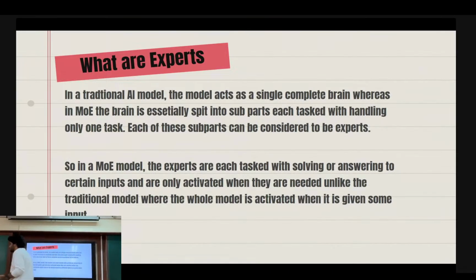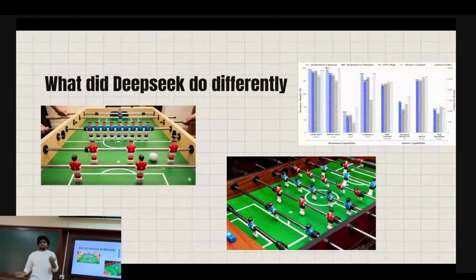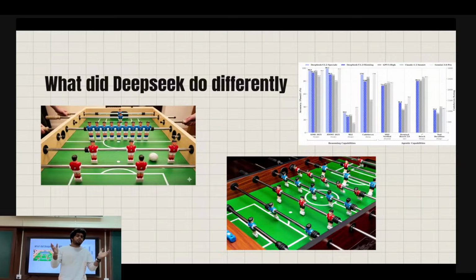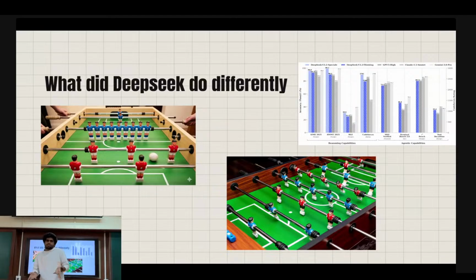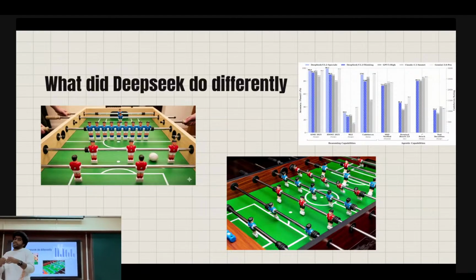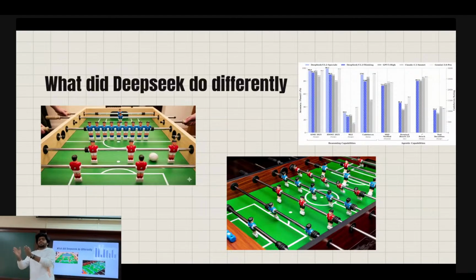Alright? Now, what did DeepSeek do differently? Experts have been around for a while, I'm sure. What DeepSeek did differently is essentially they blew up the number of experts they have. Consider this: you have a football team with 4 players, a striker, 2 defenders, and a goalkeeper. They'll work, they'll play. But that one striker has to focus on the entire thing, right? But let's say you have a team of 11, you have 3 strikers. Now one striker can focus only on the right side. So the number of experts improves.